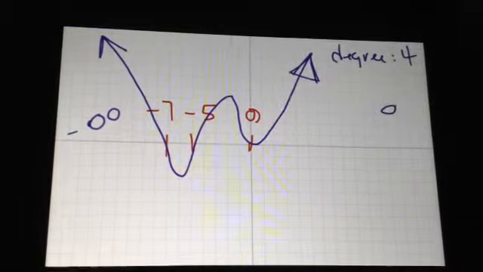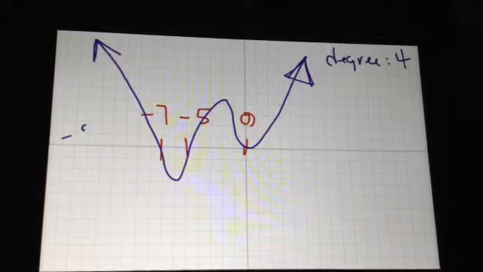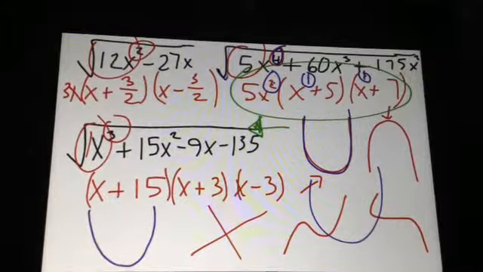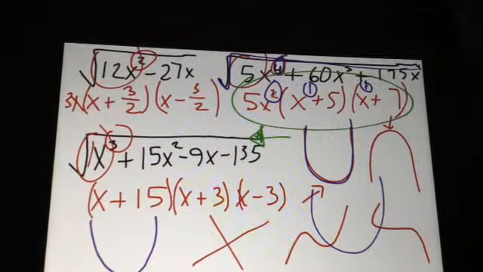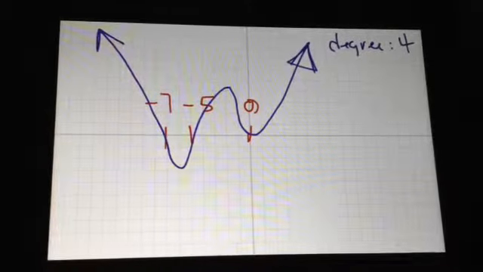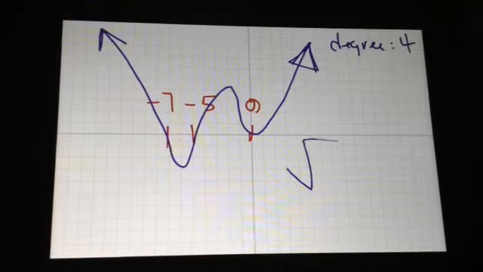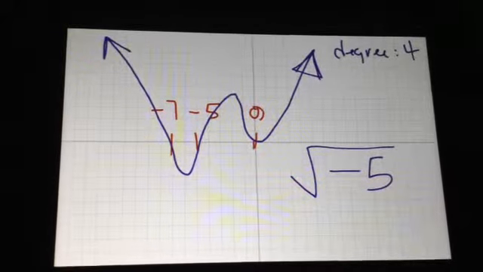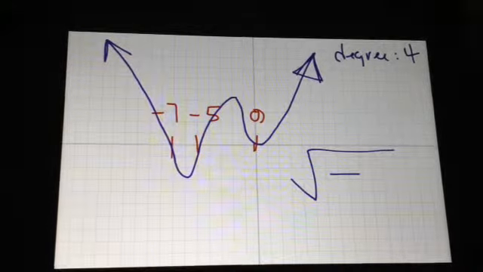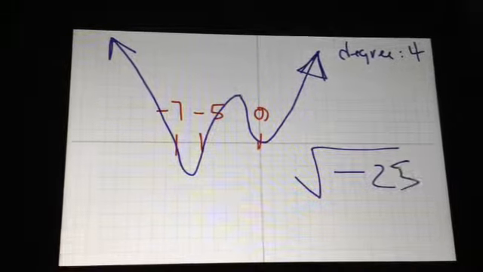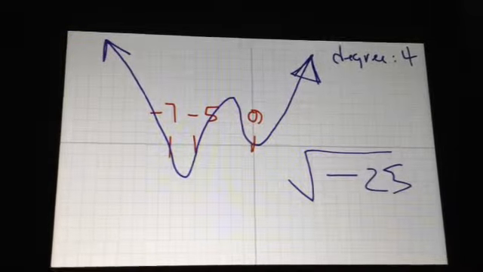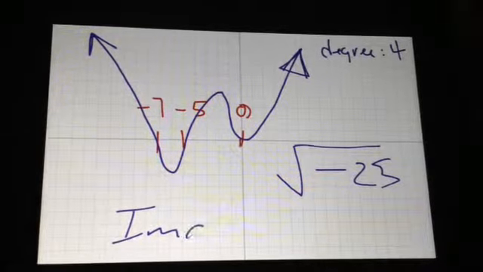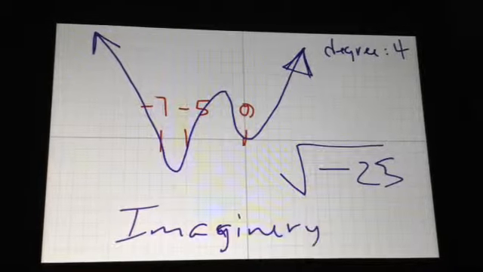However, that's not what we're graphing. We're graphing this, which is underneath a radical. And have you ever gone into your calculator and tried to take the square root of a negative number, say negative 5, or let's say negative 25? It doesn't matter. Anything negative under a radical equals an imaginary number. And we don't want those.